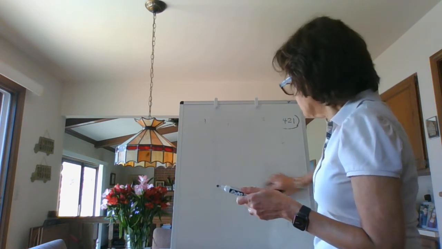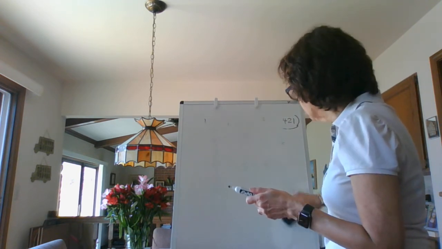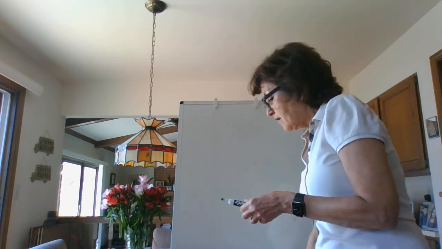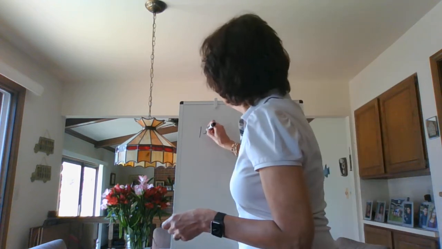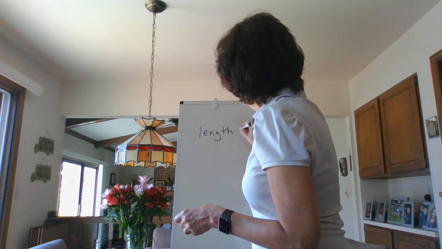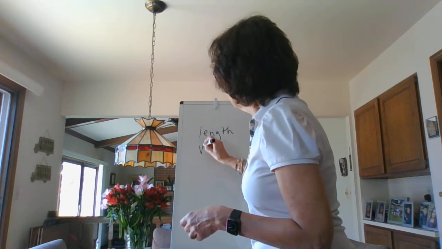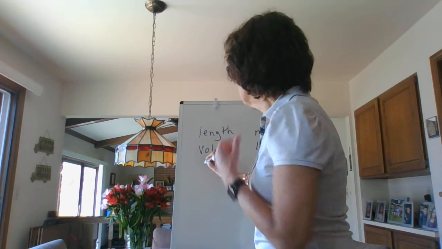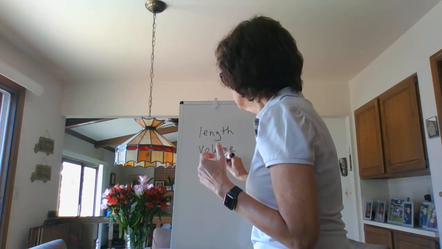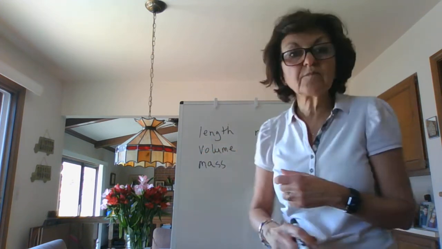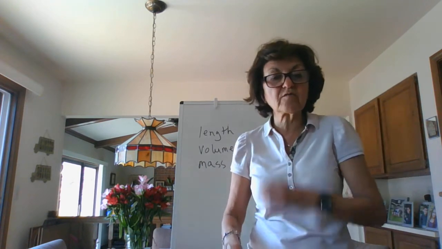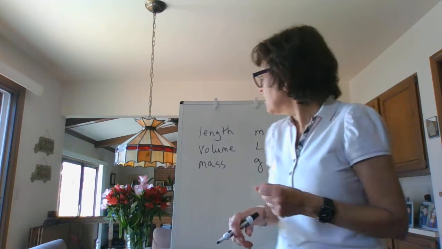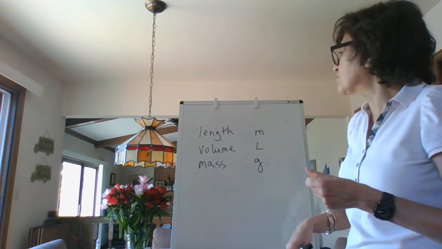And the prefixes that are associated with them. What you're going to be using a lot this semester is, for length, you're going to use meters. For volume, you're going to use liters. And for mass, you're going to use grams. Okay? So these are your basic measurements. You're going to measure things in lab throughout the semester. Length, meters, volume, liters, mass, grams.